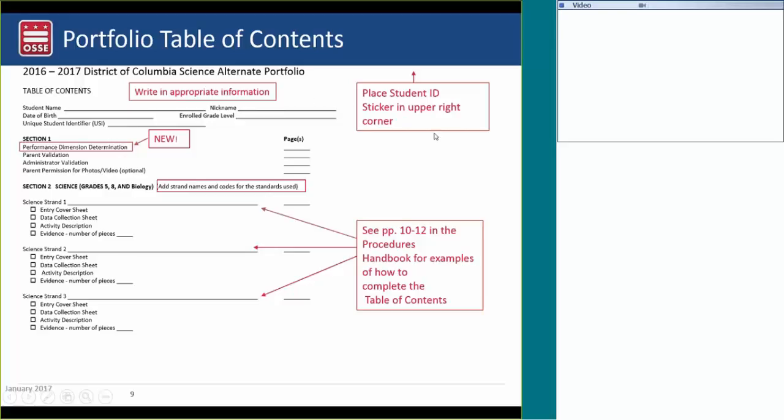Also, for those of you who are new to portfolio development and submission, in May, return shipping materials will be sent to each school, and in that packet of materials will be some student ID labels, some sticky labels. You'll get, I don't know, more than one. You get 4 or 5 of them, I think, but probably not more than 5. These are student ID stickers. You need to put one of those stickers on the upper right-hand corner of the table of contents.